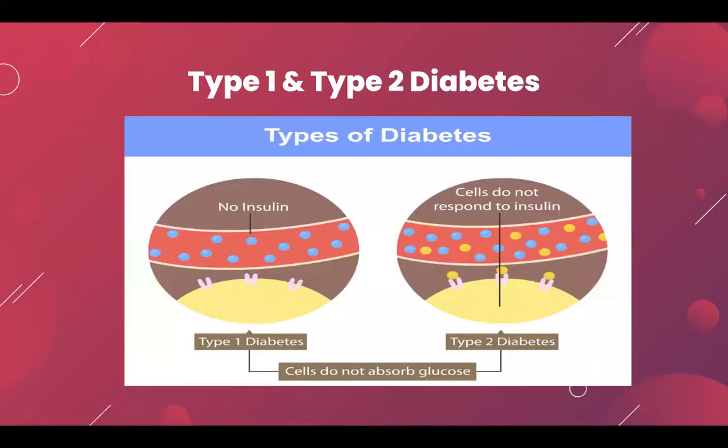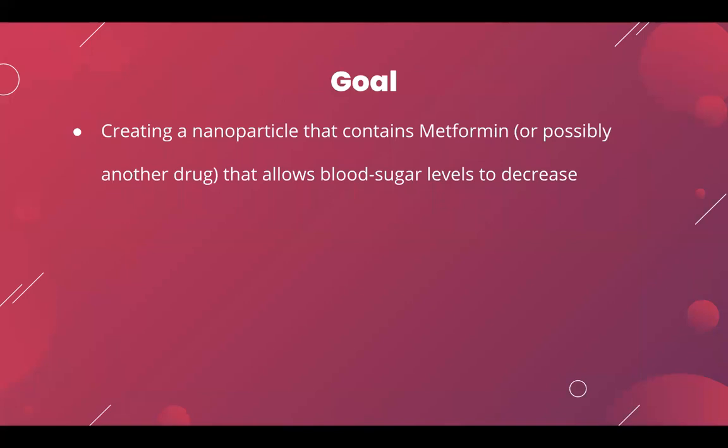Type 1 and type 2 diabetes. The difference between these different types of diabetes is that in type 1 diabetes, there is no insulin created, and in type 2 diabetes, the cells are not able to respond to the insulin created. So, in both cases, the cells do not absorb the glucose. So the goal of my project is to create a hypothetical nanoparticle that contains metformin that allows blood sugar levels to decrease.